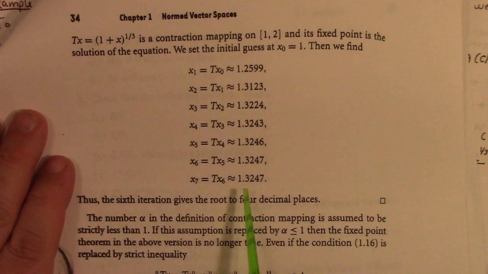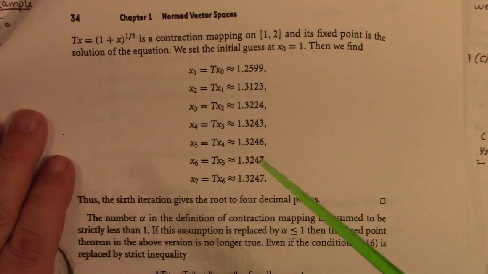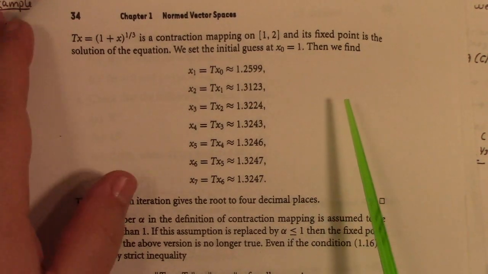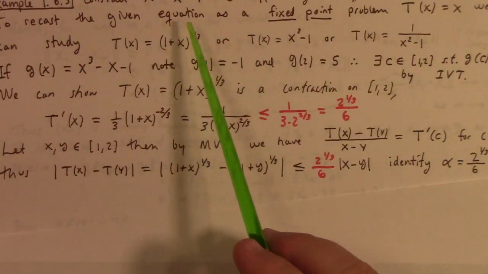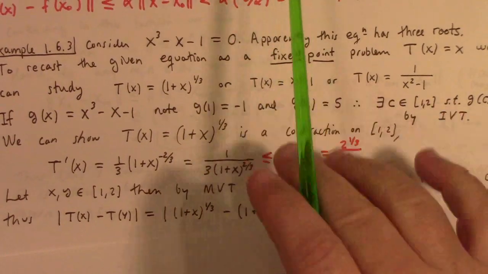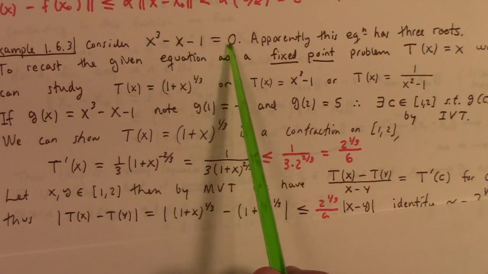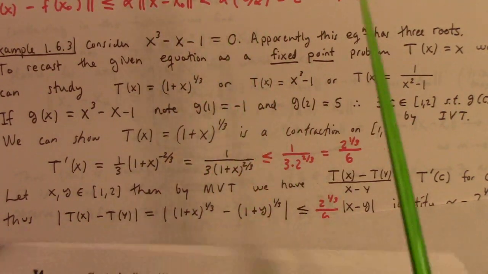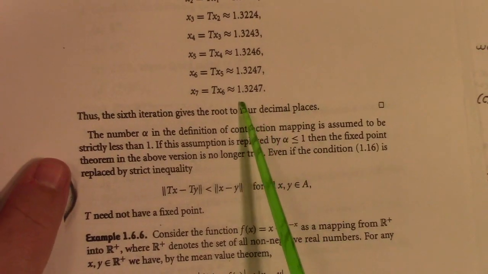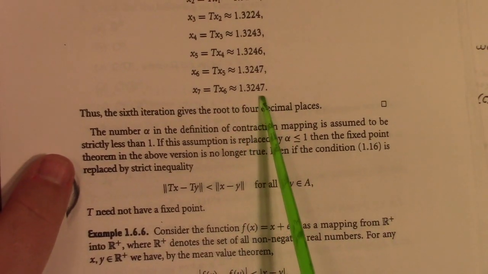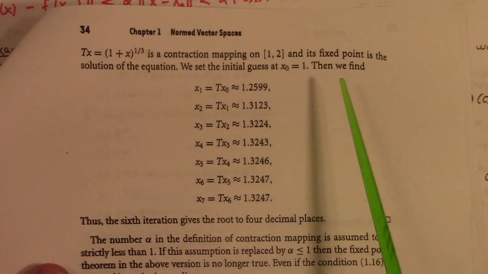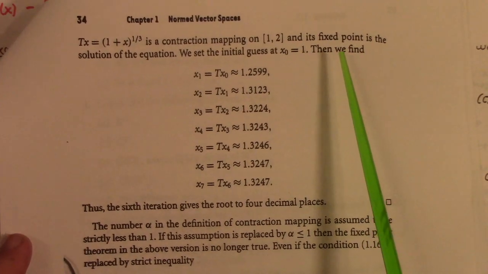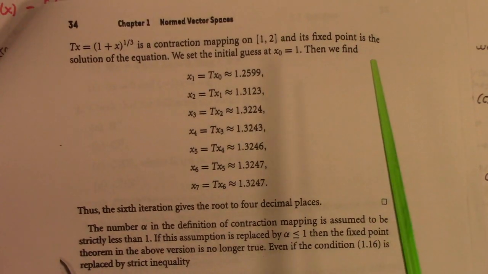So this is actually an approximation of the root of the equation that we were just looking at, x cubed minus x minus 1. This has an approximate solution of 1.3247. And how did you find that? You found it by finding a contraction map that corresponds to the equation.